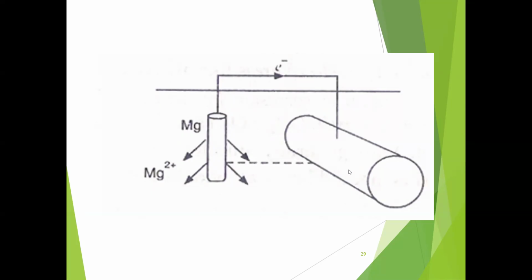See this diagram. The pipeline is to be protected. This pipeline is connected to the sacrificial anode. Here the magnesium acts as a sacrificial anode. See the electron flow from this sacrificial anode. So we can see that the electrons flow towards the pipeline. So it is protected from corrosion. This is the main thing in the sacrificial anode.